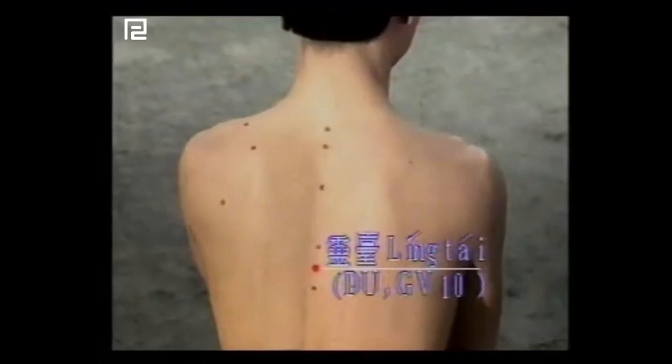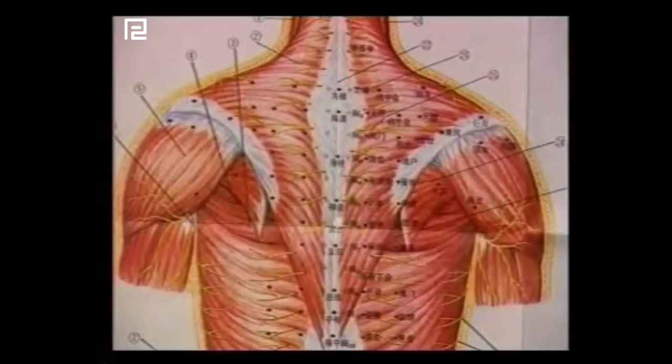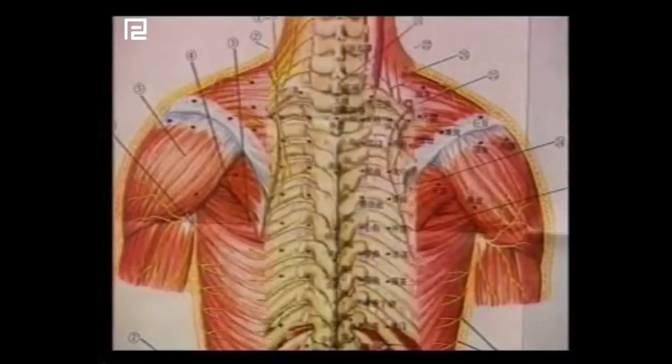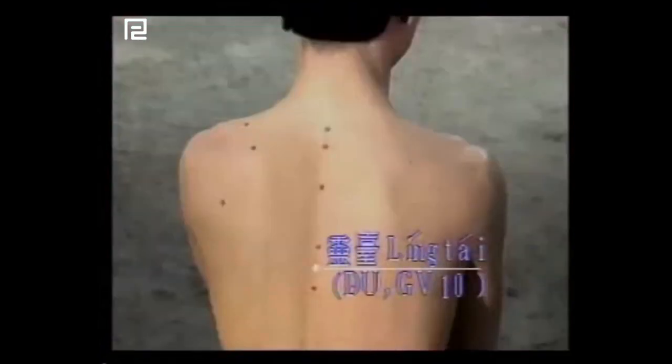Ling Tai. Location: on the back and on the posterior midline, in the depression below the spinous process of the sixth thoracic vertebra. Indications: cough, asthma, stiffness of the back, pain in the back, body fever, furuncle. Methods: puncture 0.3 to 0.5 cun, moxibustion 3 to 5 cones or 10 to 30 minutes.